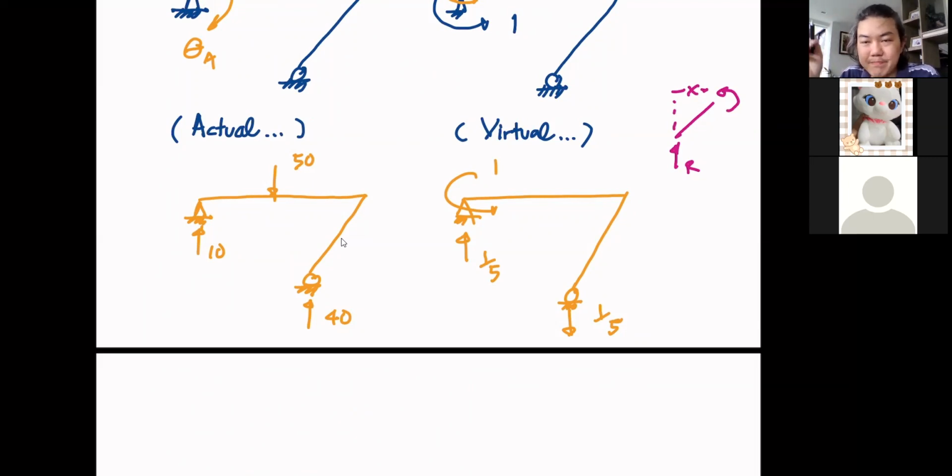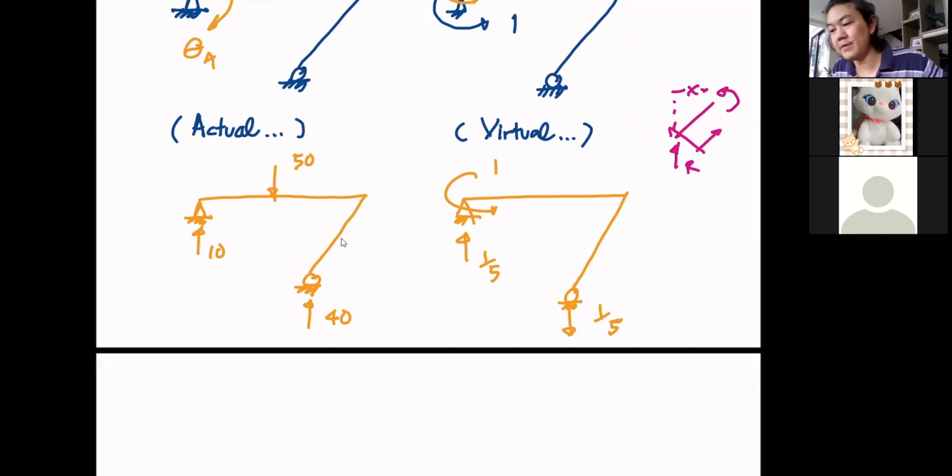Your moment equation must be based on this actual length and actual moment at each location of the beam. You cannot use the direction perpendicular to this force, then use x from, say, this to that, from 0 to 3 to write your moment equation, because that will not give you the proper work of the member. Okay.